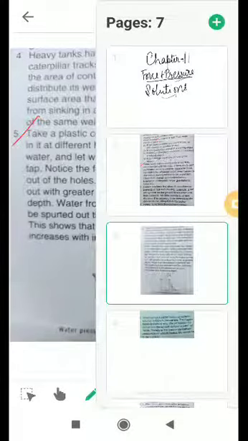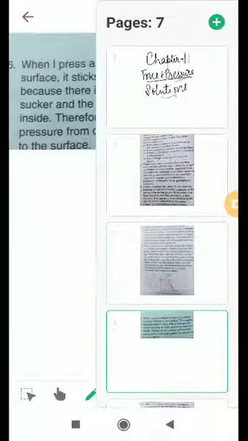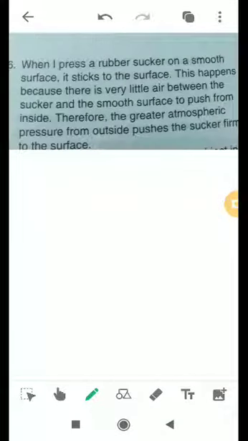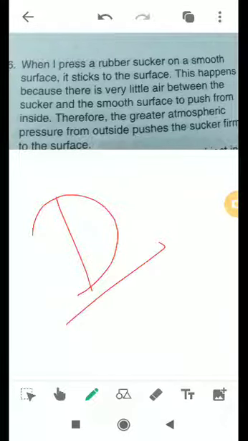Next, question number 6. When you press a rubber sucker on a smooth surface, it sticks to the surface. Explain why this happens. This happens because there is very little air between the sucker and the smooth surface to push from inside. Therefore, the greater atmospheric pressure from outside pushes the sucker firmly to the surface. Now, these all answers 1 to 6 are of D section of chapter number 11.